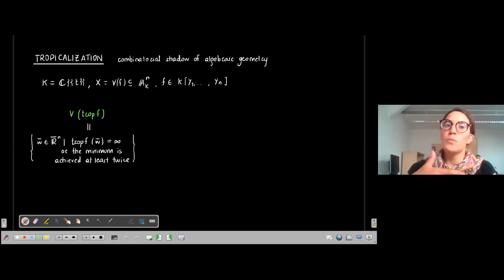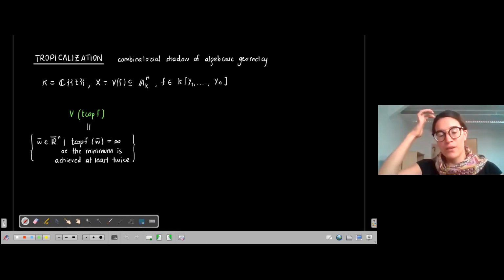Basically, suppose that we fix K to be C double brackets T, so this is algebraically closed. We fix F, a polynomial in n variables, then associated to F, we can construct a tropical variety, here denoted V of trop F. We associate to F a tropical polynomial, and then we can consider the points in R^n bar where the tropical polynomial has value infinity or attains the minimum at least twice.